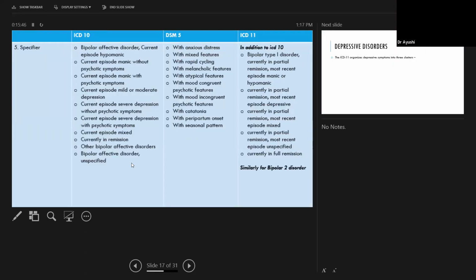And specifiers include bipolar affective disorder, current episode hypomanic, with manic without psychotic symptoms, manic with psychotic symptoms, mild or moderate depression, severe depression without psychotic symptoms, severe depression with psychotic symptoms, current episode mixed or in remission, or other bipolar affective disorders. In DSM-5, the specifiers are with anxious distress, with mixed features, with rapid cycling, with melancholic features, with atypical features, with mood congruent psychotic features, with mood incongruent psychotic features, with catatonia, with peripartum onset and seasonal pattern. And in ICD-11, they are more or less similar to ICD-10 with both for bipolar 1 and bipolar 2 disorders.